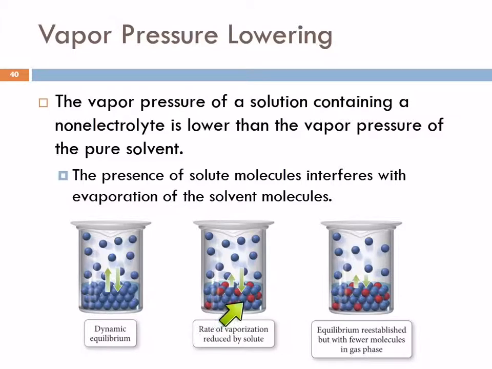Well, when we put a solute into this solution, now the solute occupies some of those spaces near the surface and interferes with the evaporation of the liquid. If the rate of evaporation is lower, then when this comes to equilibrium, the pressure of that substance in the gas state will be lower. Lower vapor pressure because the solute molecules interfere with the evaporation of the solvent. Does that make sense?